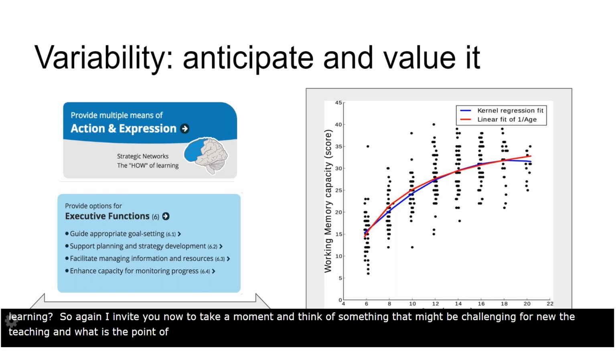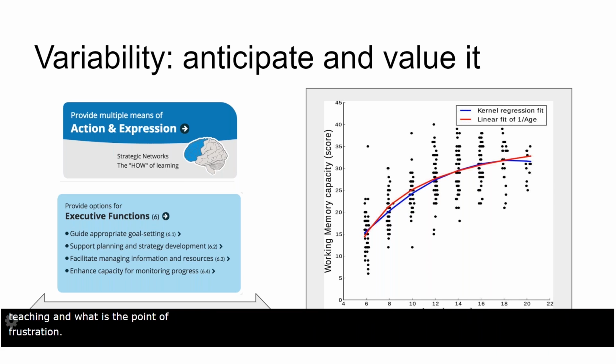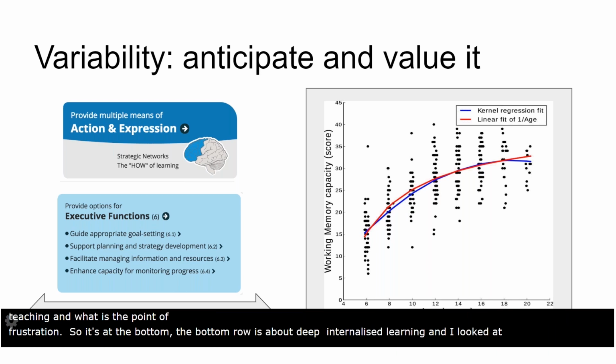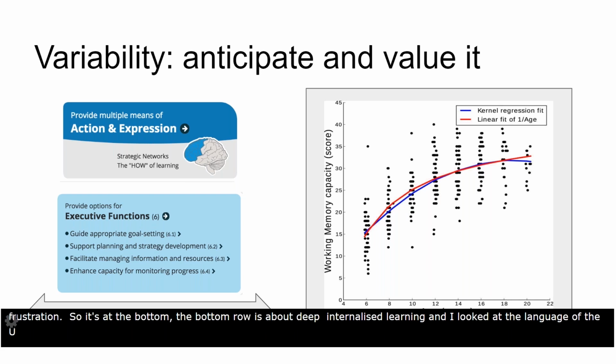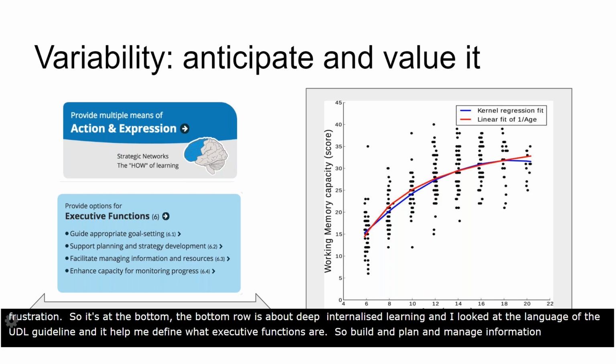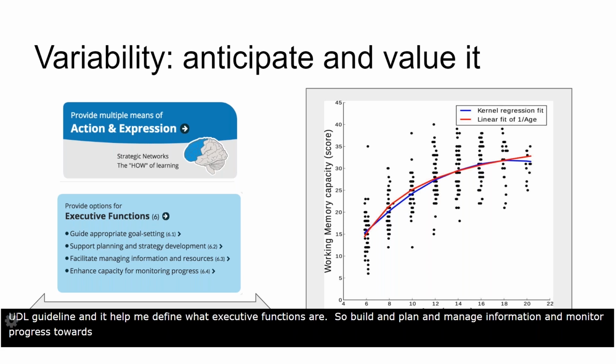So I came across the executive function guideline. It's within the blue column, the action and expression guideline. It's at the bottom, which is the bottom row is really about deep internalized learning. And I looked at the language of the UDL guideline, and it really helped me define what executive functions were. So it talks about the ability to form a goal, to build a plan, manage information, and monitor progress towards the goal. And I went, wow, yes, this is exactly what my students are wrestling with in my labs.